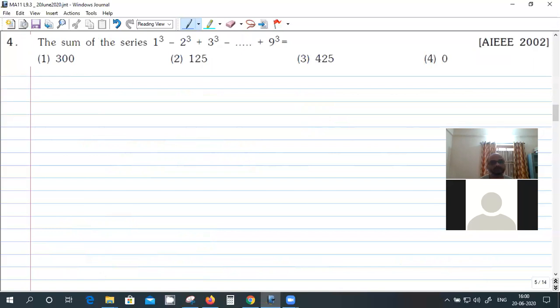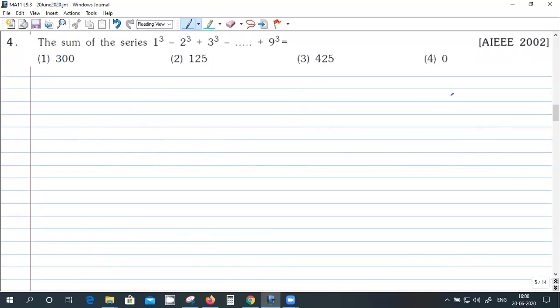This one, you have to use this result: summation of n cube equals n into n plus 1 divided by 2, whole square. Use this result. This is 1 cube plus 2 cube plus 3 cube, and so on. So first step, if you get it correct, it will be easy. So what is the first step?